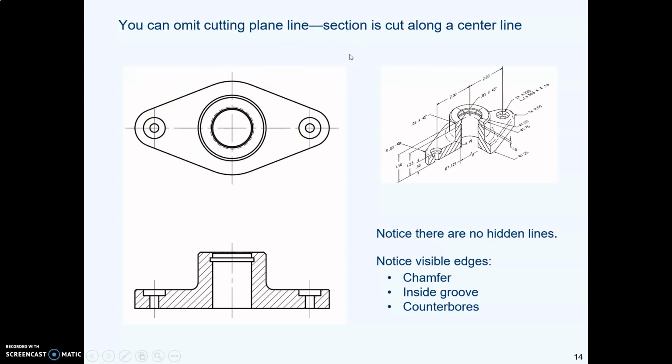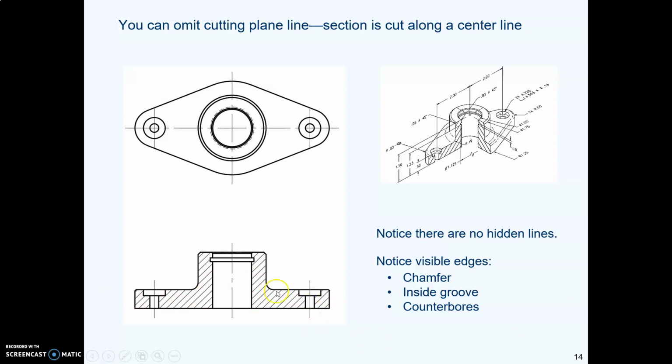Remember our rule, which says if the section is cut along a center line, you do not need to use a cutting plane line. So yay, your section is cut along a center line, and your top view will look just like this. No cutting plane line is needed. Then here is what your full section view will look like. This is where the front view would have gone. This is the full section. Notice there are no hidden lines because that's the rule. No hidden lines in a section.